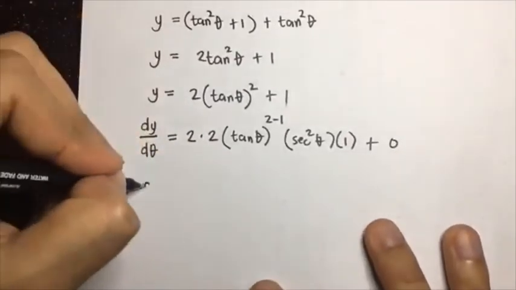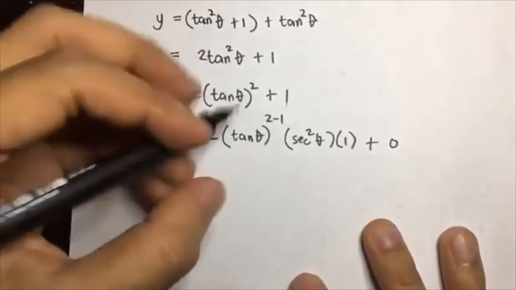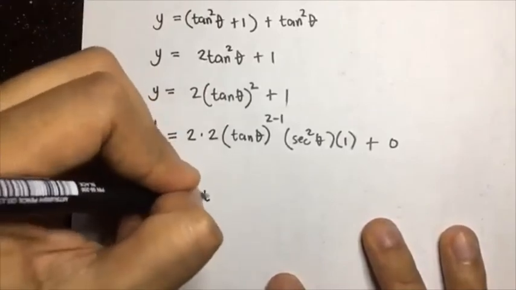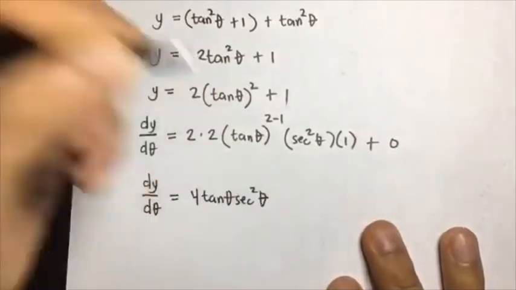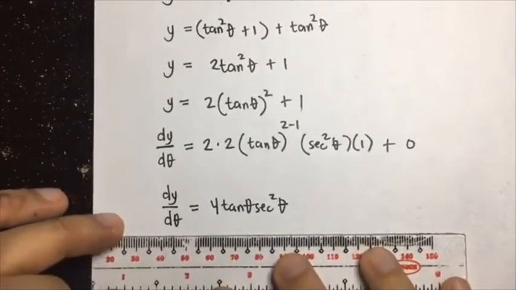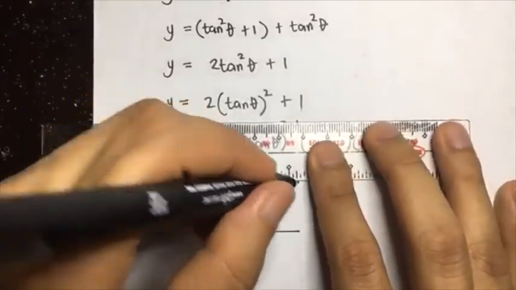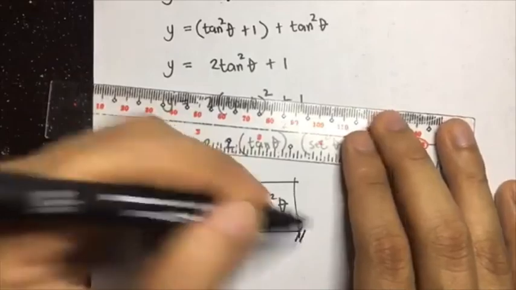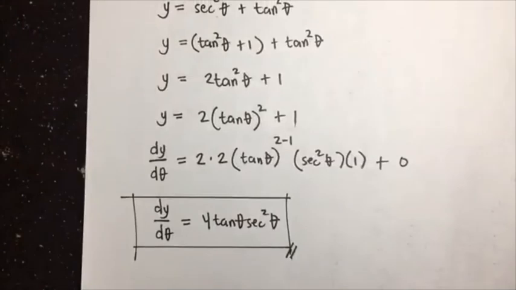So simplifying this, dy over d theta is equal to 4 tangent theta secant squared theta. Okay, it's fairly easy if you memorize the derivatives of the trigonometric functions as well as the identities. It is very important that you review your identities and know when you should simplify your functions.